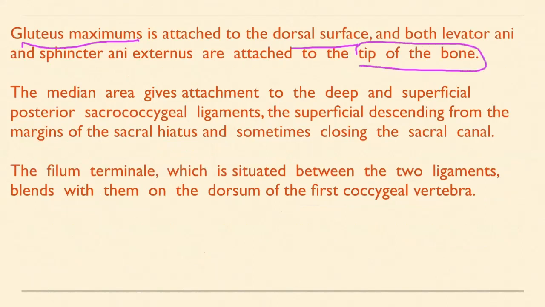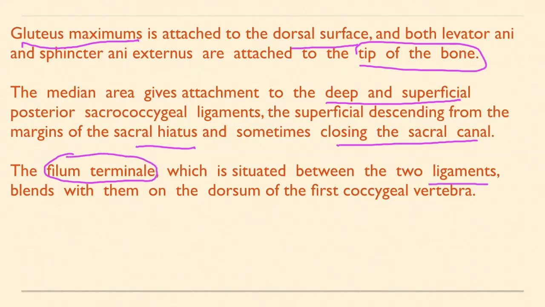The median area gives attachment to the deep and superficial posterior sacrococcygeal ligaments, the superficial descending from the margins of the sacral hiatus and sometimes closing the sacral canal. The filum terminale, situated between the two ligaments, blends with them on the dorsum of the first coccygeal vertebra. Right, we'll see them.